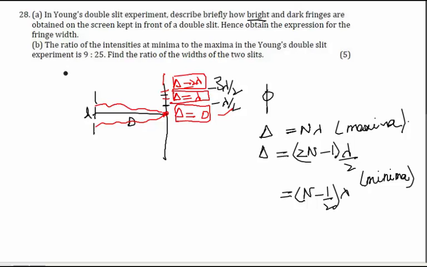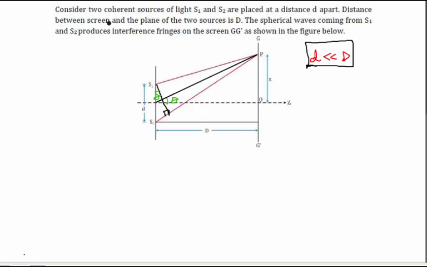So now let's obtain the expression for fringe width. Here we'll again use the maxima and minima concept. In this neater diagram, S1 and S2 are the slits separated by a distance small d, and small d is considered to be very much smaller than capital D. Because of that, we can say that this angle theta is very small, and these two angles are theta.